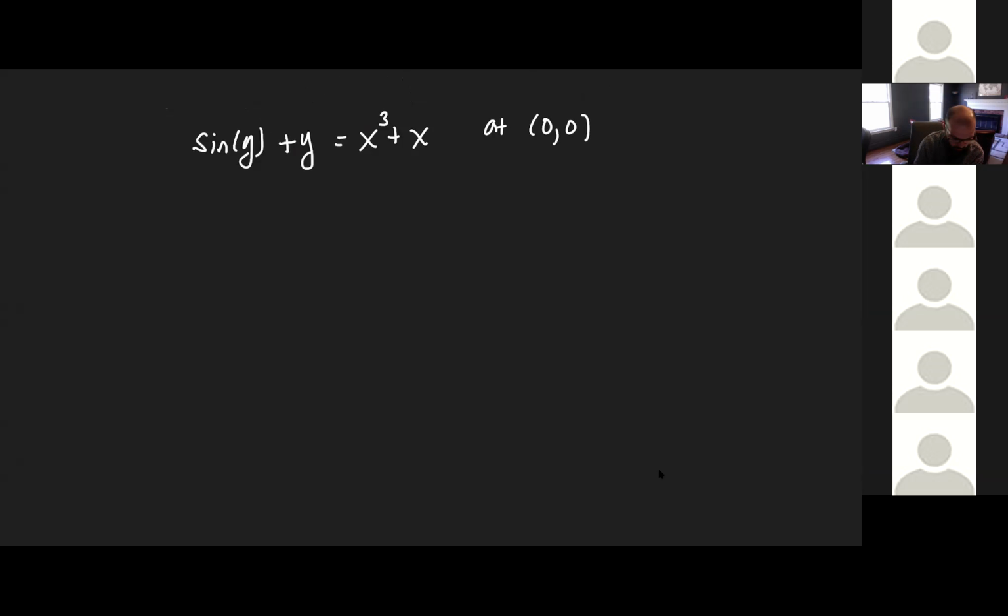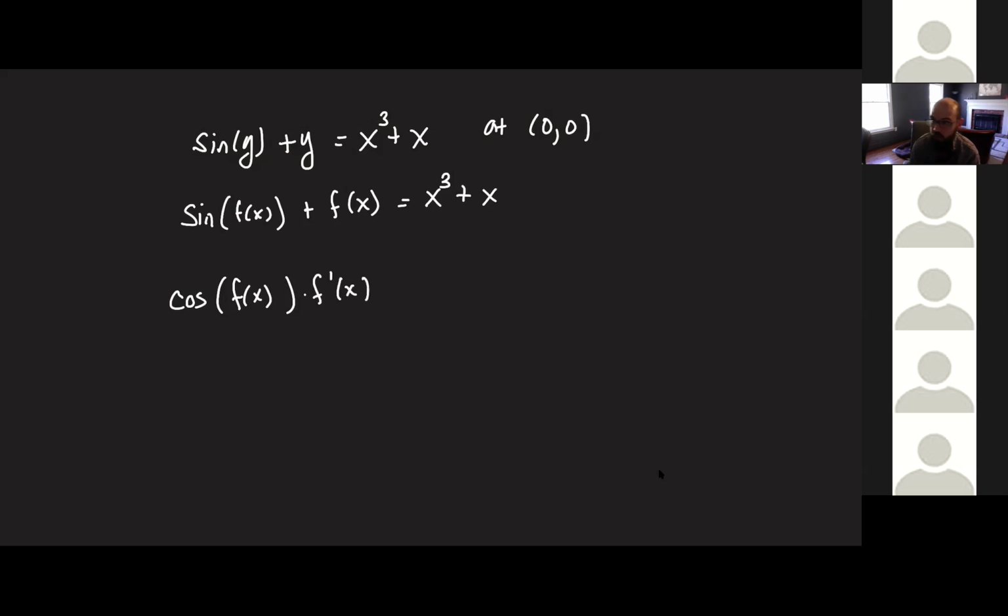Step one, I'm going to replace all my y's with f of x's, just to remind myself that these things are functions, and I'm going to have to use things like chain rule as we go along. Step two, take the derivative. The derivative of sine is cosine. I'm going to leave my inside function alone, and then I have to multiply by the derivative of my inside function. So there's where I'm going to use chain rule.